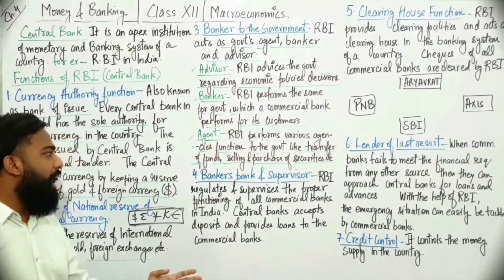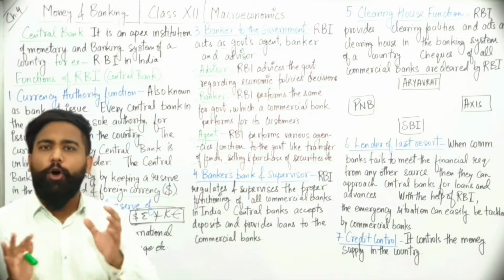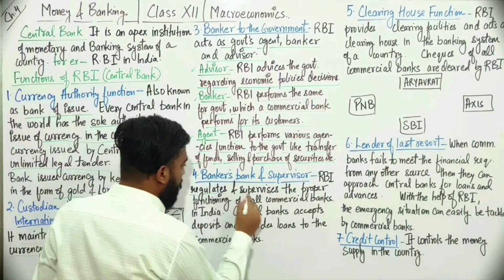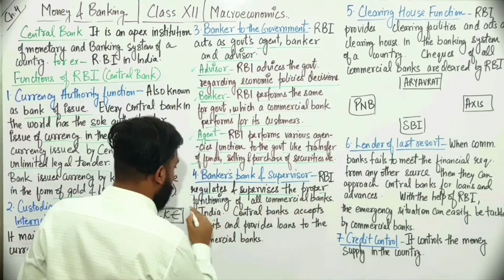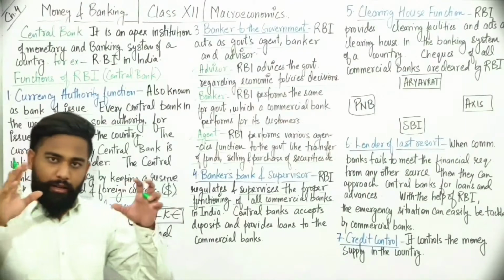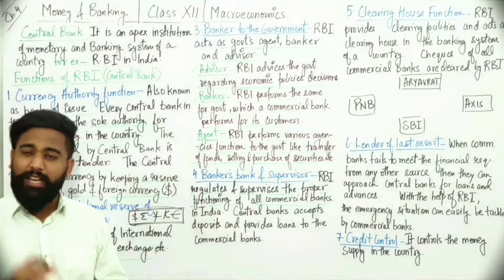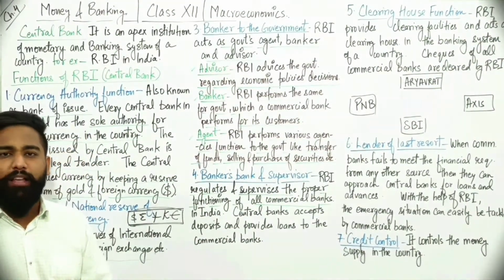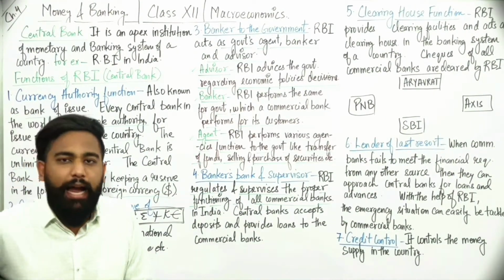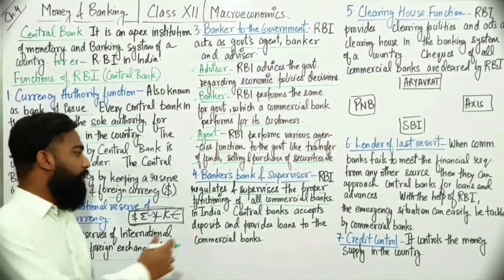So just like that, the central bank manages and supervises all the commercial banks. RBI regulates and supervises the proper functioning of all commercial banks. They tell all the commercial banks to work just like we have prescribed in the guidelines, and they also check whether they are following the guidelines or not.